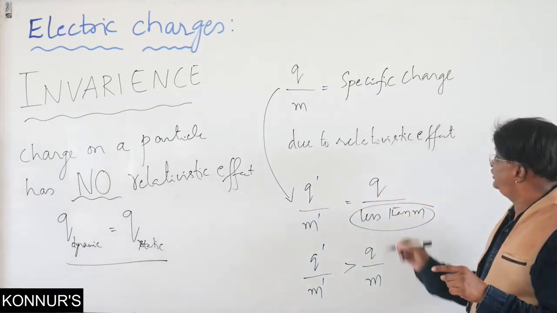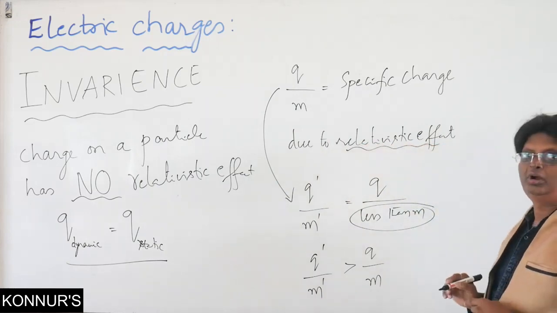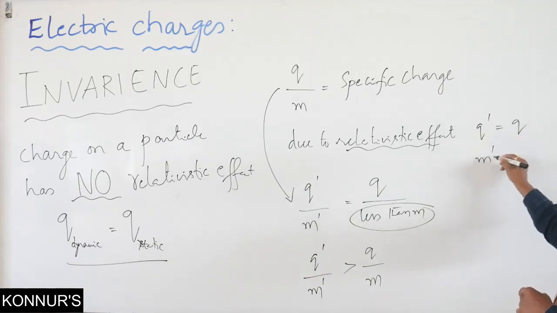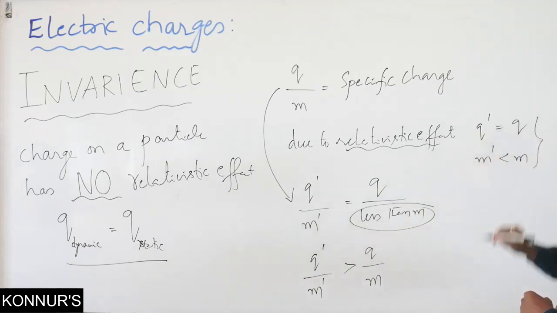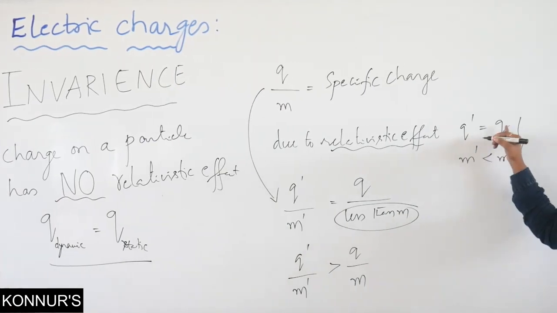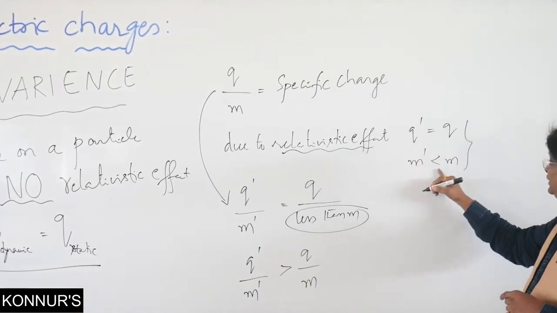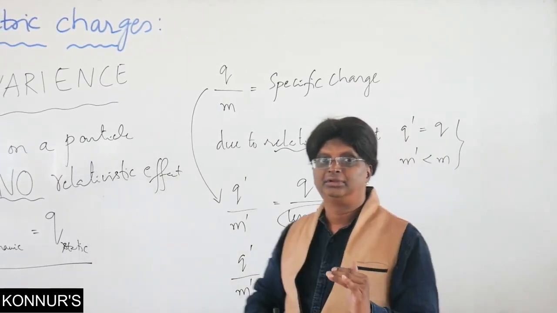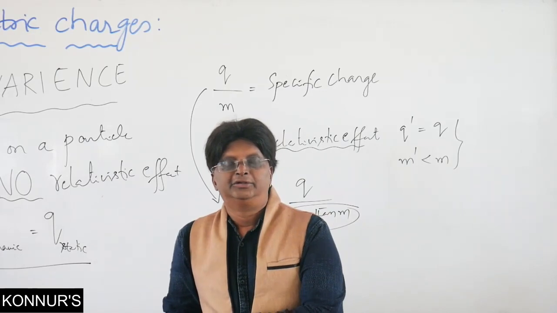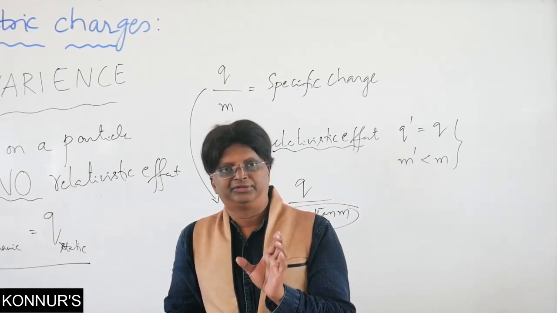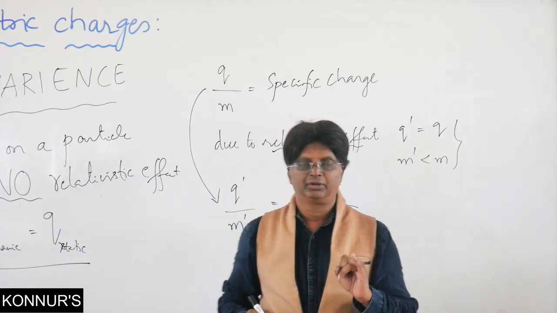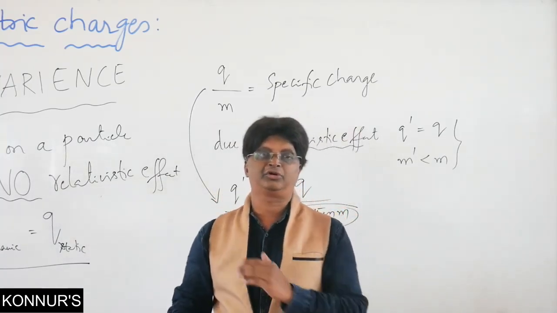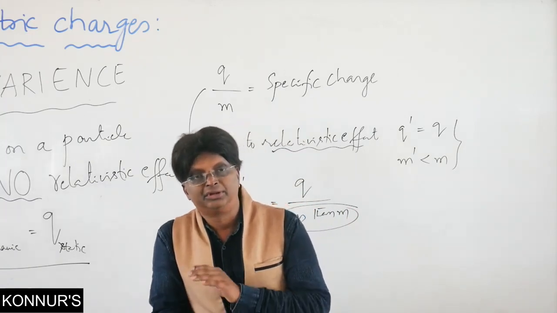And here, the mentioning of this relativistic effect, what happens? Q dash is equal to Q, M dash less than M, and hence the result: specific charge decreases. So these are our properties of charges: quantization, conservation, additive property, repulsion property of the charge, and the invariance property of charge.